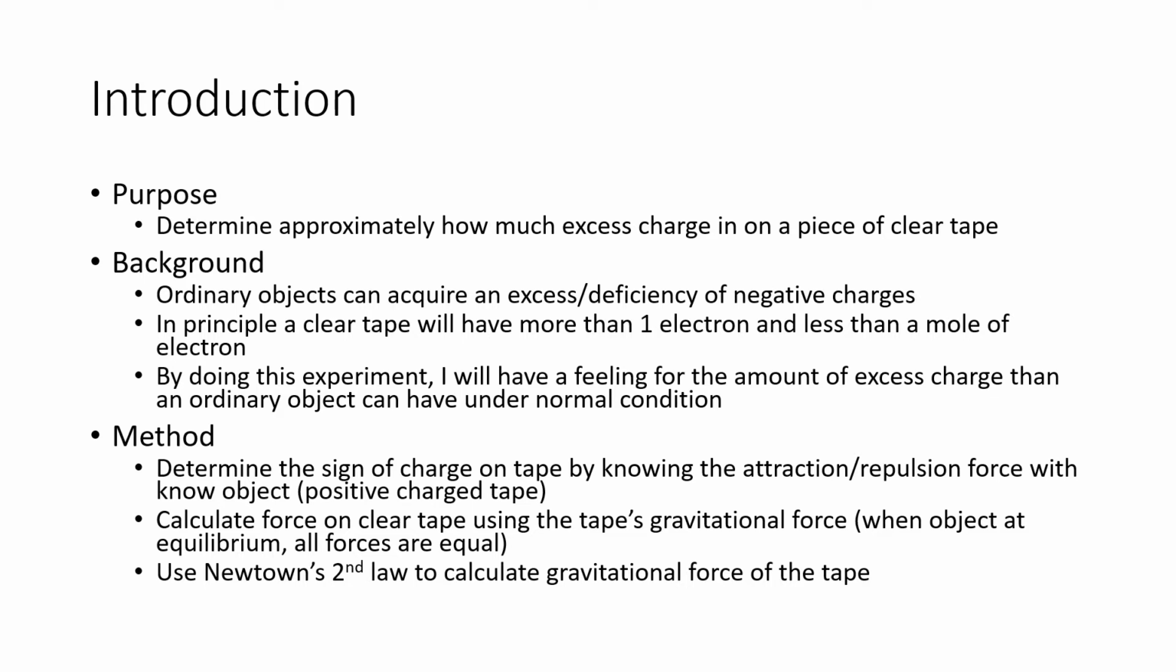So the magnitude of the charge on the clear tape must be between 1.6 times 10 to the negative 19 coulomb and 1 times 10 to the 5th coulomb. However, this range is big, so we need to do the experiment to narrow the range and have an accurate approximation. So the method of this lab is to first determine the sign of charge on the tape by contacting the tape with another charged object with a known sign of charge, and using the rule of like forces repel and unlike forces attract to determine the sign of charge on the clear tape.